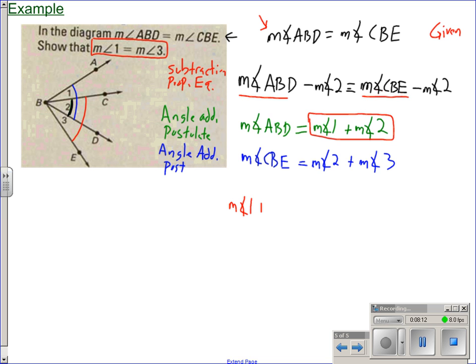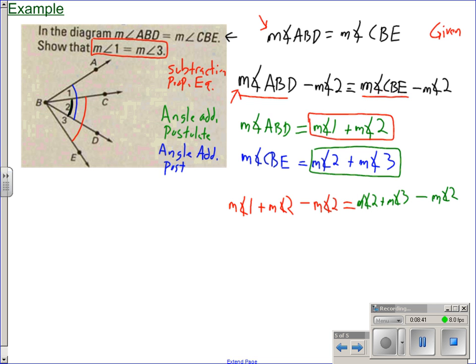I'm going to take out this measure of angle ABD and plug in what it's equal to. That's the substitution property. So what we're going to have is this new statement. Measure of angle 1 plus measure of angle 2, that's where the measure of angle ABD was in this statement. Then we've got this minus measure of angle 2 equals. I'm going to do the same thing for angle CBE. I'm taking it out and replacing it with what it's equal to. So measure of angle 2 plus measure of angle 3 minus measure of angle 2.